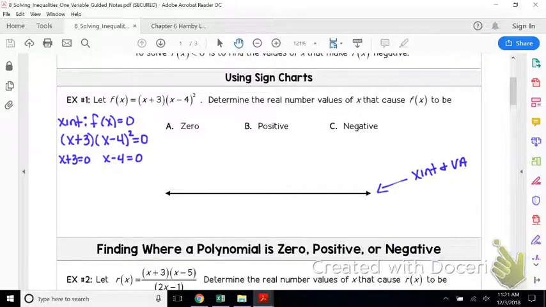What does that squared tell me? There's 2 of them, so it means it has, what's that word? Multiplicity of 2. All right, so solve both of those for x.